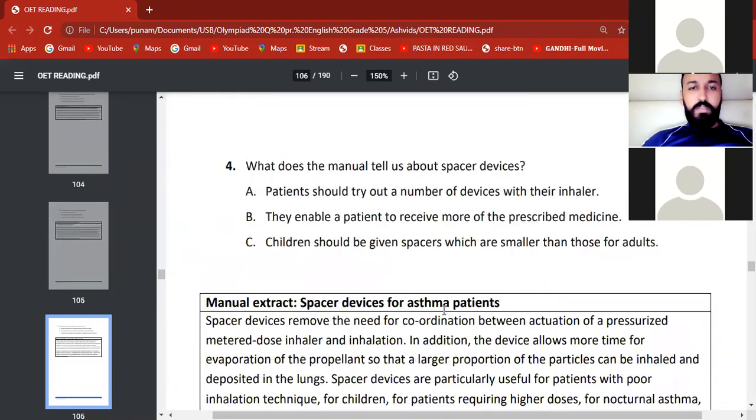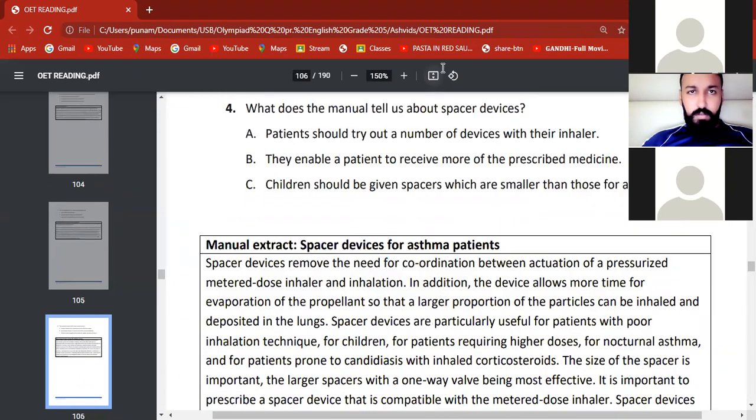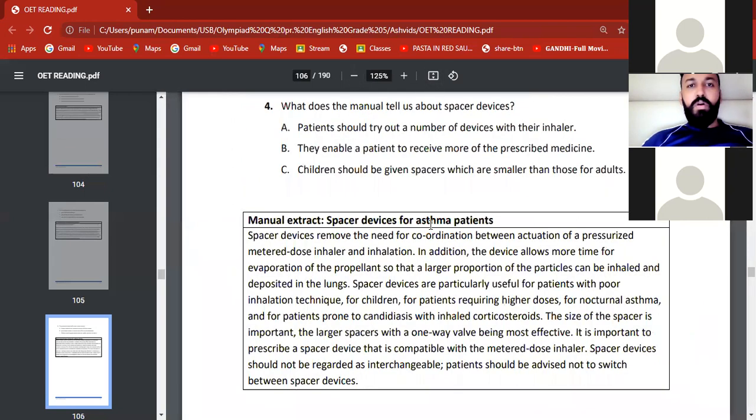Okay, let's go for this. Hold on, let me just reduce it. What is the manual? Read this one. What does this manual tell us about spacer devices? A. Patients should try out a number of devices with their inhaler. Okay, so number of devices.